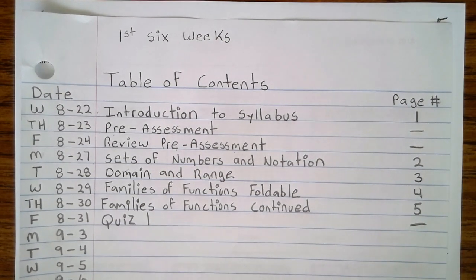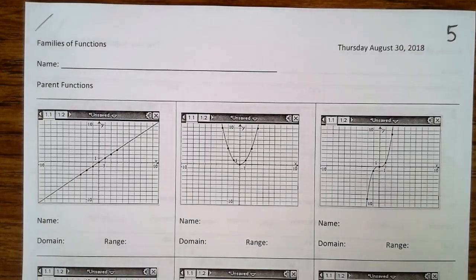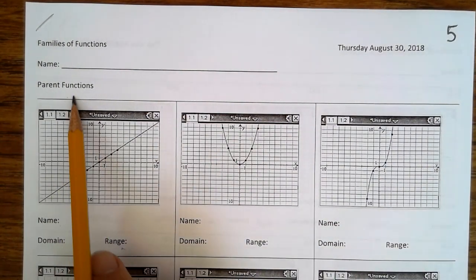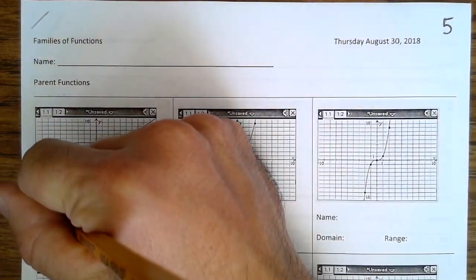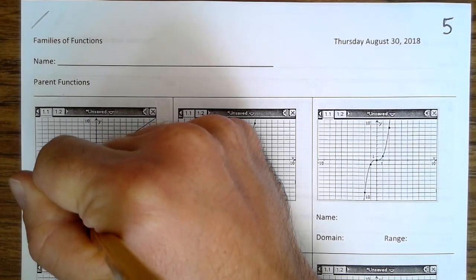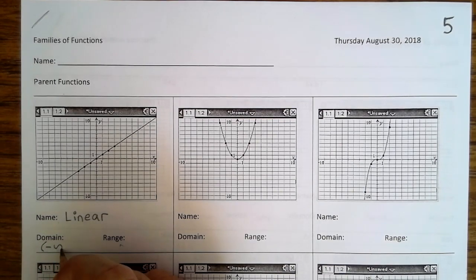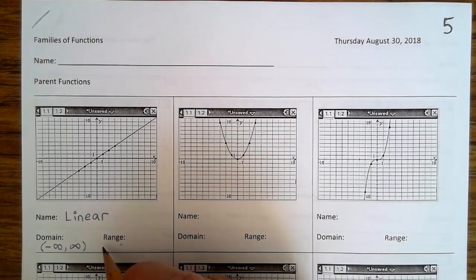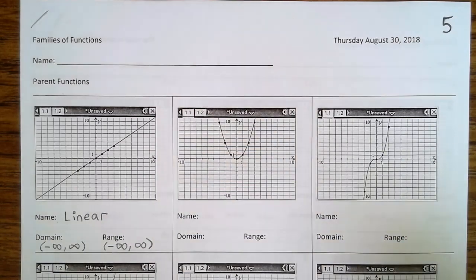Let's take a look at the notes. I've already printed the page out for you. What we're going to look at is the name and domain and range of each of the 9 parent functions. Okay, so let's start. The first one is linear, and the domain is from negative infinity to positive infinity, and the range is from negative infinity to positive infinity.